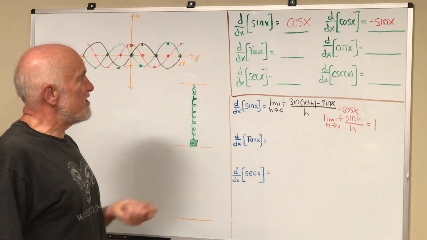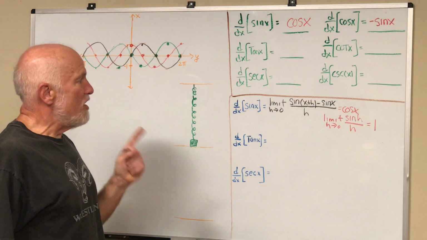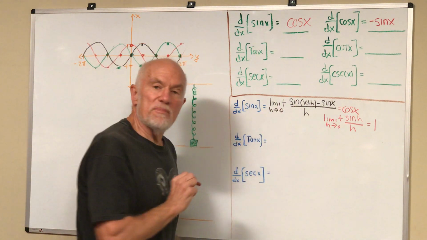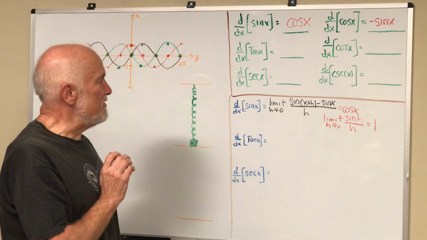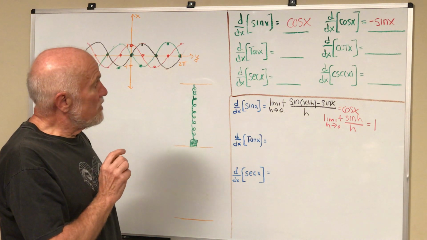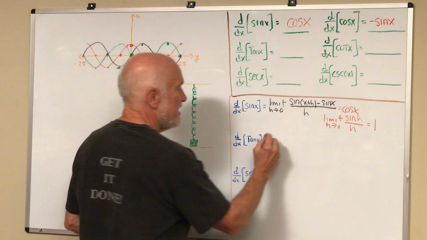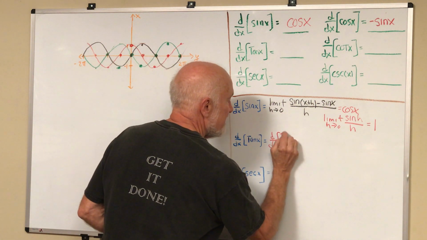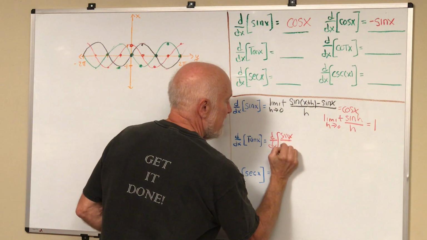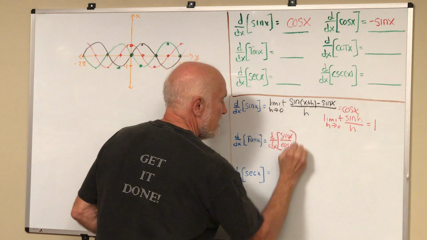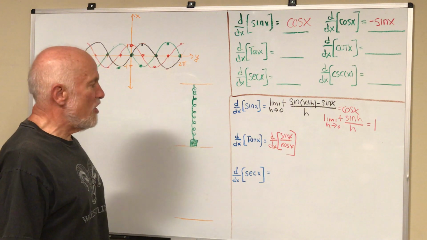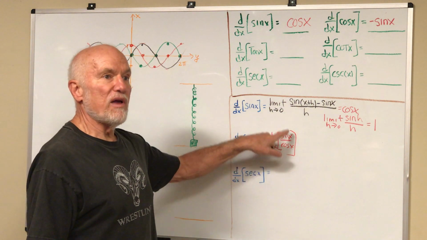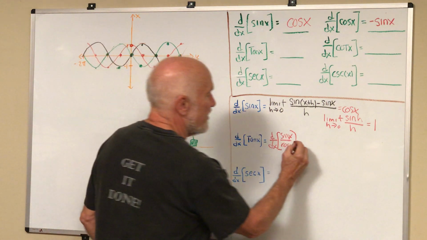So we have 2 of the 6 done. Now, if we're smart about it, we don't have to go back to that main definition of derivatives. Instead, we can say that the tangent is the sine over the cosine. And we already know the derivatives of the sine and the cosine. So what we can do is use the quotient rule. We have one function divided by the other function.